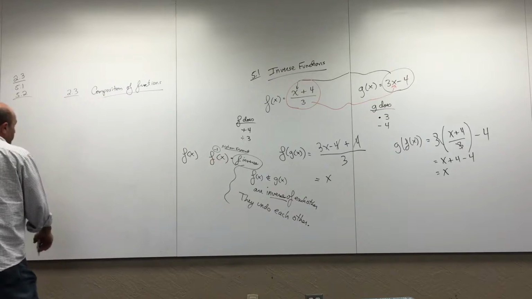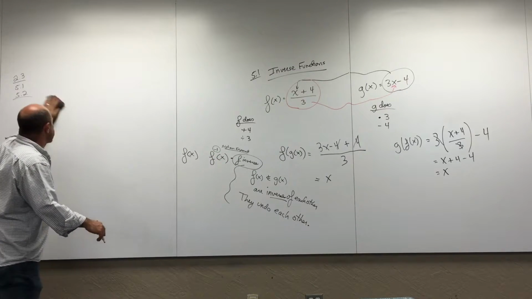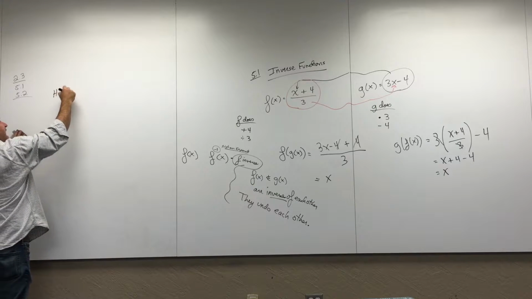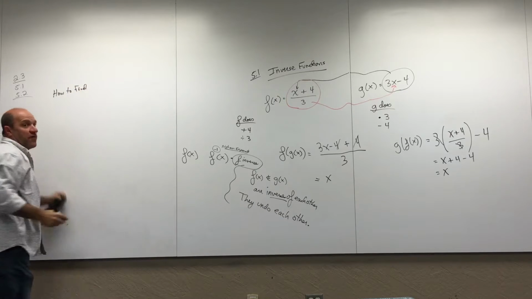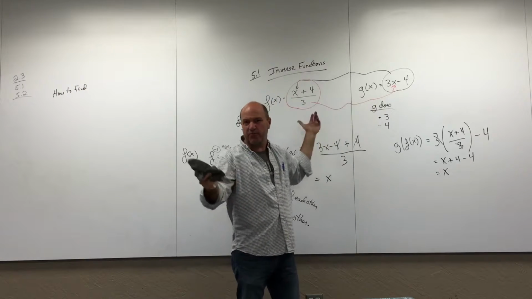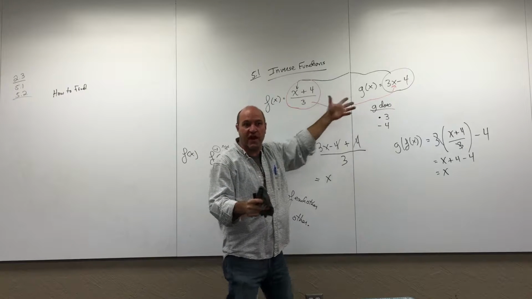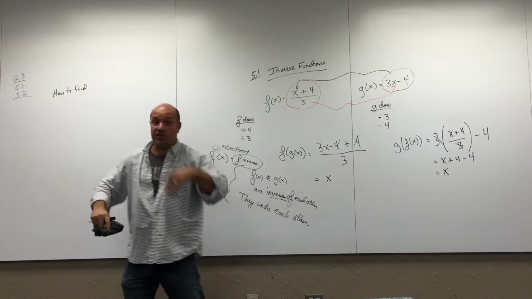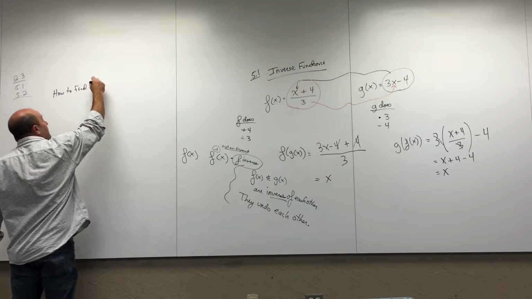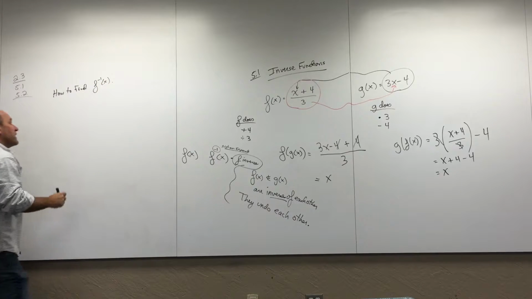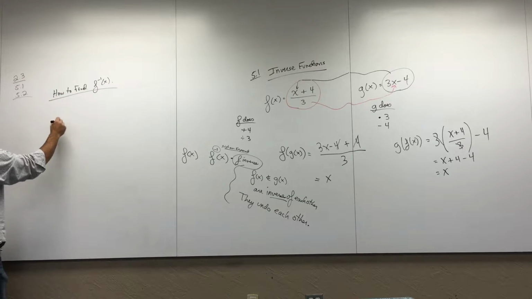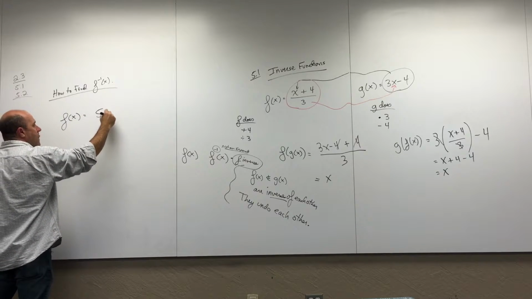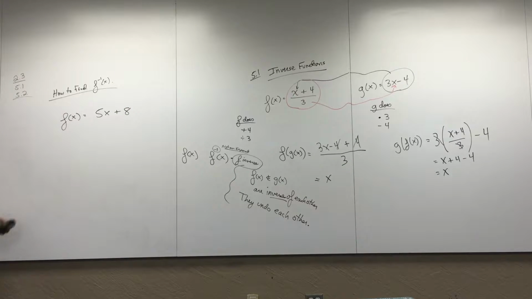Let's do a different problem. So now I want to teach you how to find an inverse. So what have I done so far? I've given you two functions and kind of said, prove that they're inverses. Try to see the composition relationship that proves they're inverses. Now I want you to find your own. So watch this. How to find f inverse. Okay, here we go. Here's a function. It's not too hard.